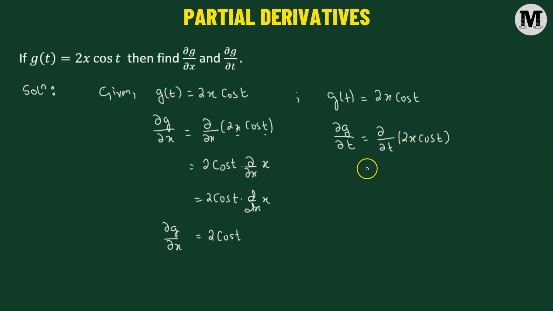So that means 2x will be a constant. We can pull it out of the derivative. We have 2x times. Now we only have a single variable, so we can revert back to the ordinary derivative. We have d/dt of cosine of t. So this means we have 2x times. Now what is the derivative of a cosine function? We know that that's the negative of the sine function. So we have negative sine t. So that means we have negative 2x times sine t. So this is going to be the partial derivative of function g with respect to t.